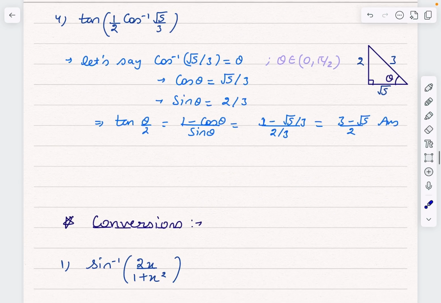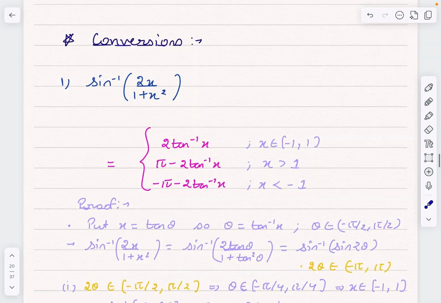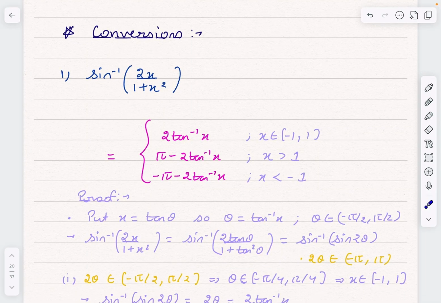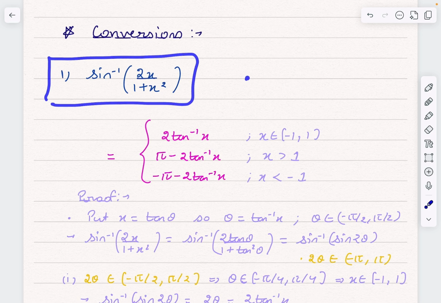Okay guys, next we have conversions. Now these are important, specifically this one. This you will see in limits, continuity, differentiability, even in integrals also. Same thing they'll ask there.